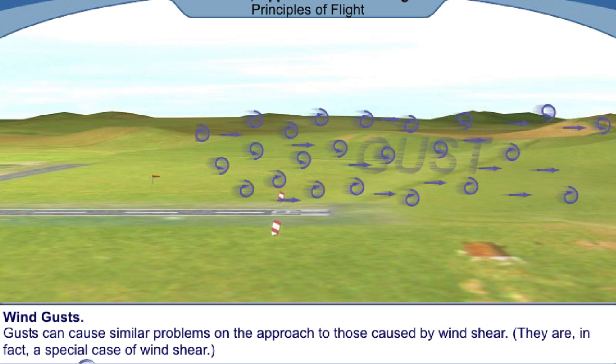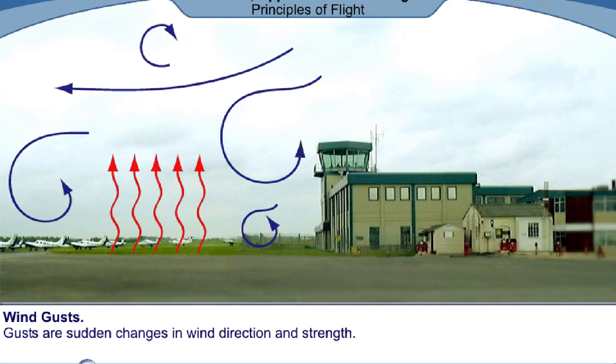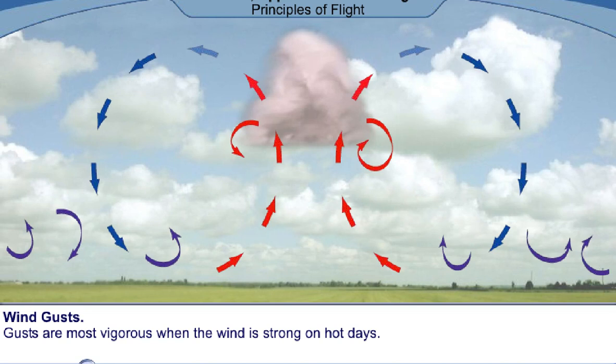Gusts can cause similar problems on the approach to those which are caused by wind shear. Gusts can also exacerbate the effects of wind shear. Gusts are sudden changes in wind direction and strength, mostly caused by strong thermal activity combined with moderate to high wind speeds. Consequently, gusts are most vigorous when the wind is strong on hot days, because this is when the effect of thermal currents caused by the uneven heating of the Earth's surface is most pronounced.